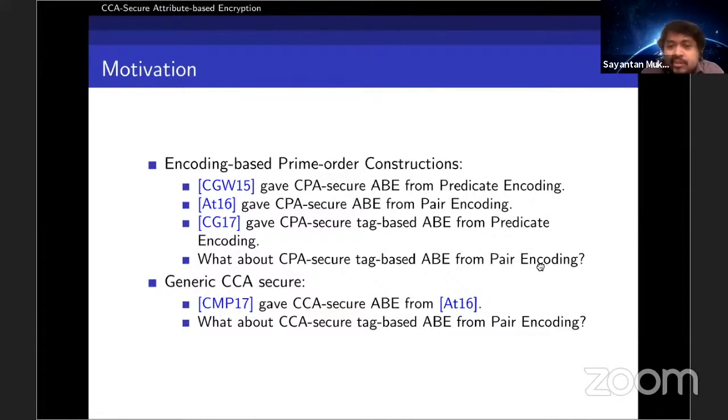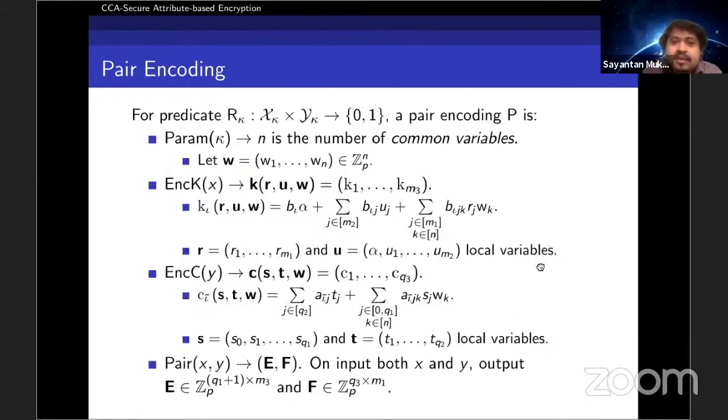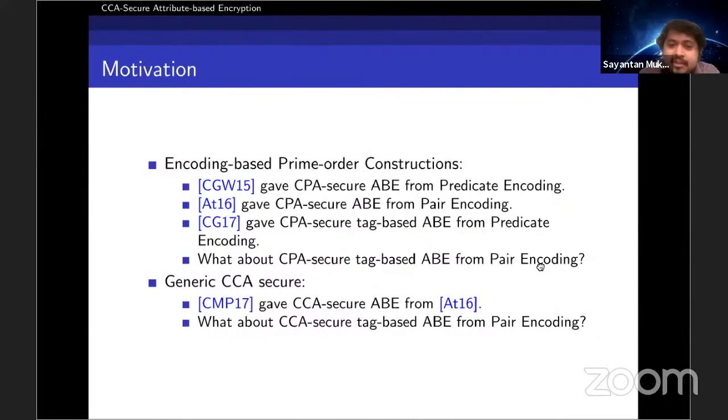So we asked this question in our paper, and at the same time, there was another paper by Chatterjee, Mukherjee, and Pandit in 2017 who constructed CCA secure attribute-based encryption from Attrapadung's paper. That means that paper gave CCA secure attribute-based encryption from pair encoding. So in this paper, we merged both of the questions and asked: what about CCA secure tag-based ABE from pair encoding? Is it possible or not? Here in this paper, we answer it to be affirmative.